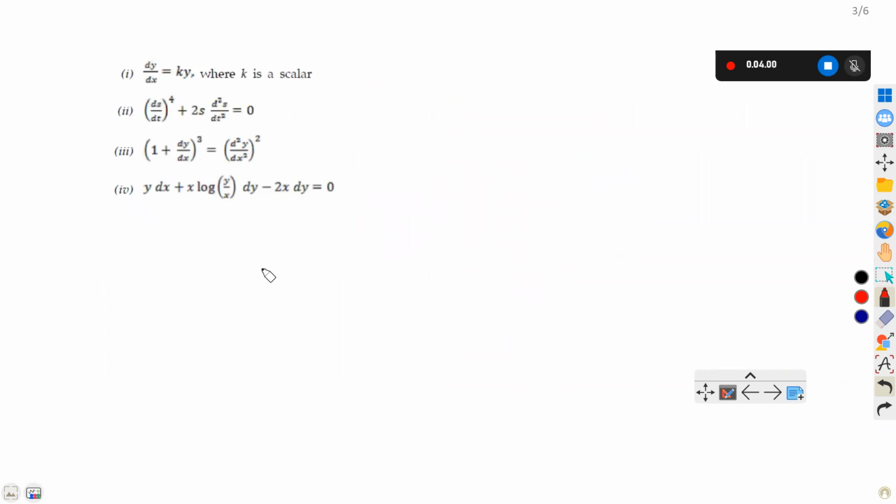Now let's do some questions where we have to determine the order of the differential equation. In the first question, we have a derivative which is differentiated only once. So what will be the order of the differential equation? It will be 1. Okay. Now in the next question, we have two derivatives. In one, a variable s is differentiated once with respect to t, and in the second derivative, the variable s is differentiated twice with respect to t. So what will be the order here? Can you tell?